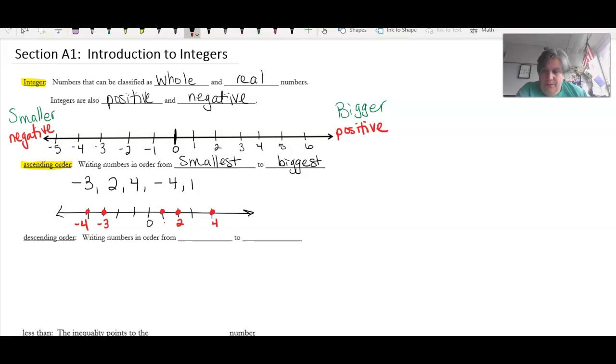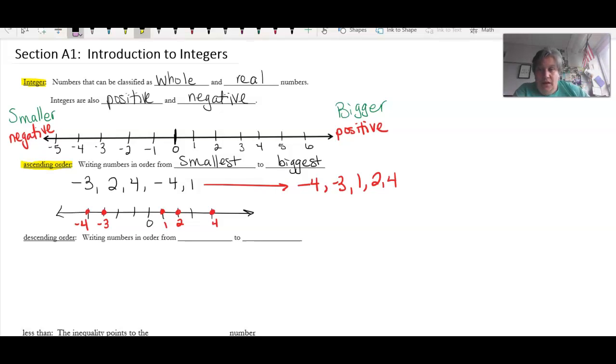And then 1. So now I have to go from smallest to biggest, and smallest to biggest is going this way. So my number that's smallest is -4, then -3, then 1, then 2, then 4. It's a little confusing having these two arrows. So I'm going from smallest to biggest. You can also think about integers as how much money you owe or how much money you have. Anything that's negative means you owe somebody money. Anything that's positive means you have money in your pocket.